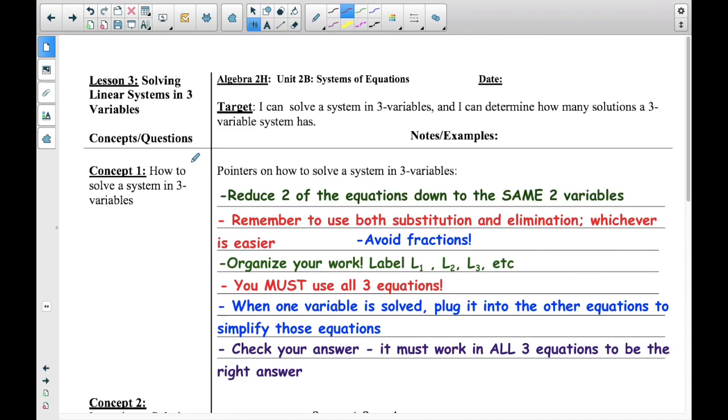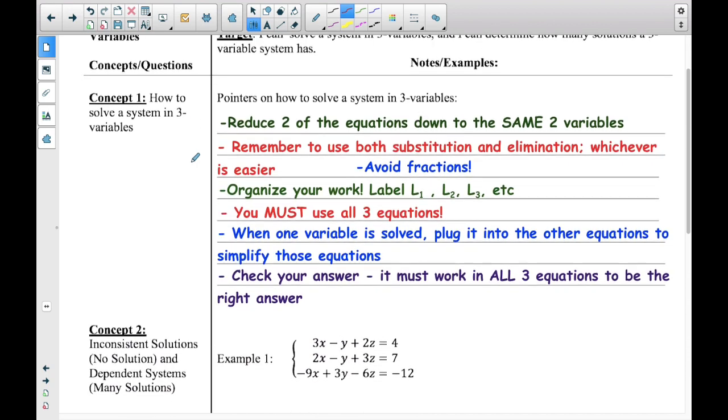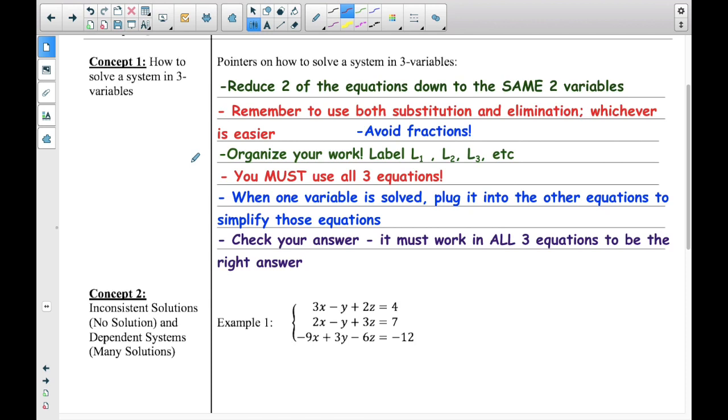Yesterday in class, you had some time to experiment with some of the systems of equations that have three variables. Today, we are going to give a little bit more structure to that and give you some rules and some tips on how to do this more efficiently. So take a minute to write some of these down, but I'm going to go through and explain them as you are writing them down, or pause if you need to.